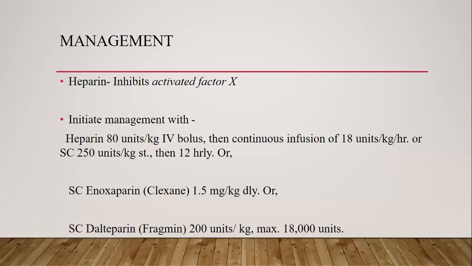So for therapeutic doses, we go higher than the prophylactic dose. And then your dalteparin, you can see that your therapeutic dose here is 200 units per kg, but you don't have to exceed 18,000 units. Okay, the dalteparin is also known as Fragmin.